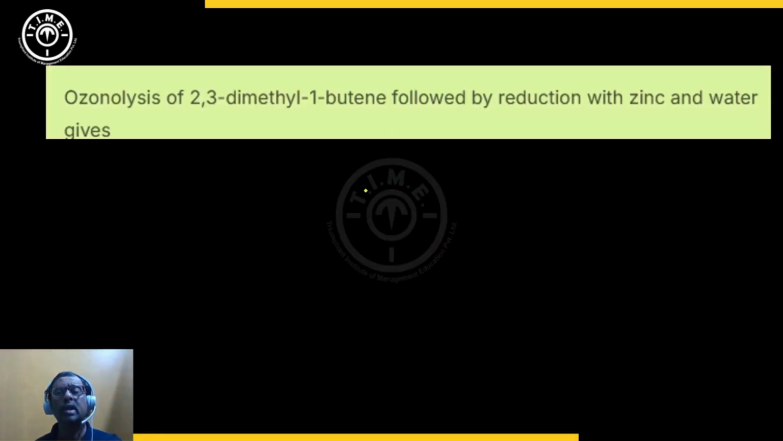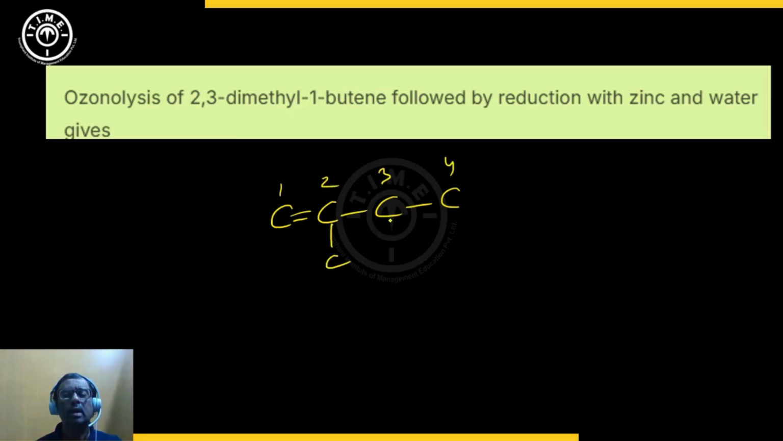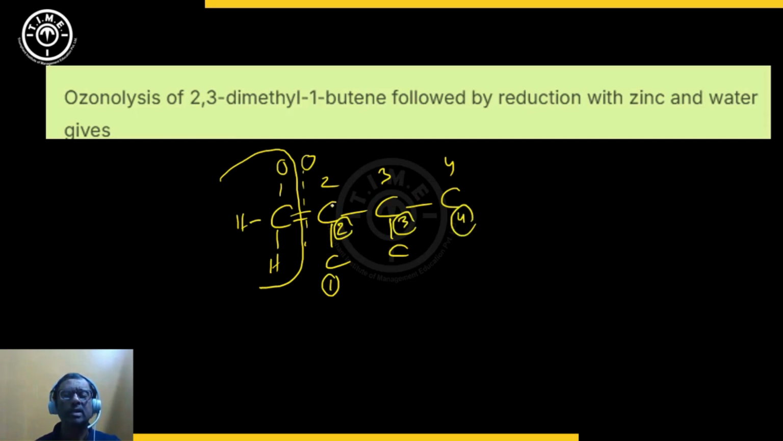Now ozonolysis of 2,3-dimethyl-1-butene followed by reduction with zinc and water gives. So 1, 2, 3, 4. This is carbon number 1, let us say. 2,3-dimethyl. This you are going to break. There is a hydrogen there. There is a hydrogen here. Oxygen, oxygen. So this is methanal. And this is what? This you can number as carbon number 1 here. 2, 3, 4. So on the second carbon there is a double bond O. So it is 3-methyl butanone.